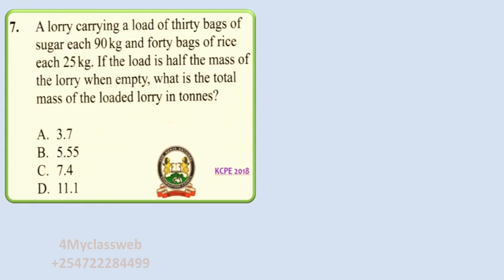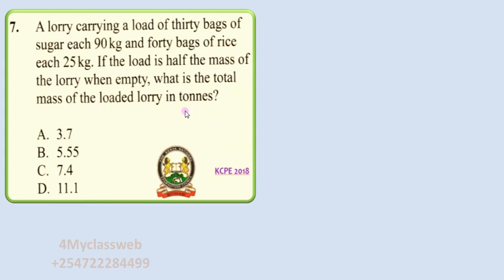Now before we begin, we need first of all to understand what the candidate was required to do in this question. The question reads: a lorry carrying a load of 30 bags of sugar, each weighing 90 kilograms, and 40 bags of rice, each weighing 25 kilograms. If the load is half the mass of the lorry when empty, what is the total weight of the loaded lorry in tons?